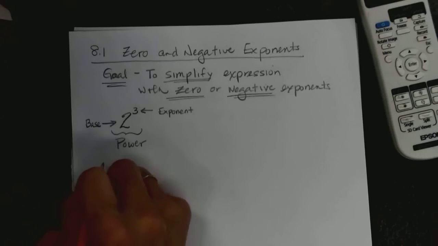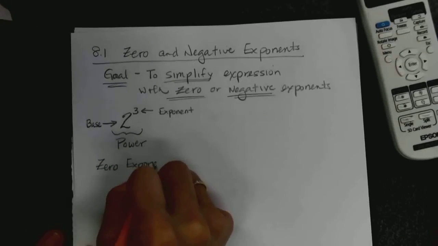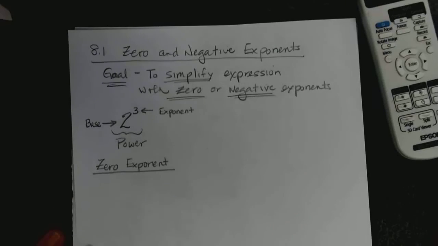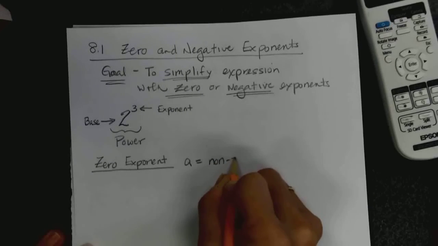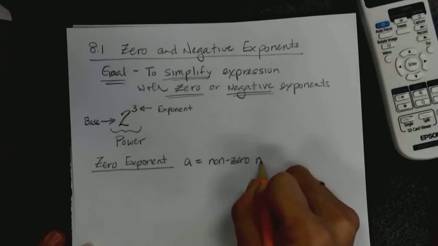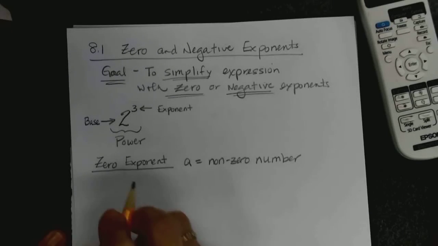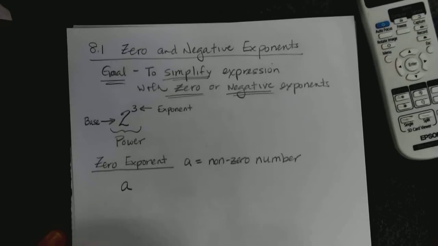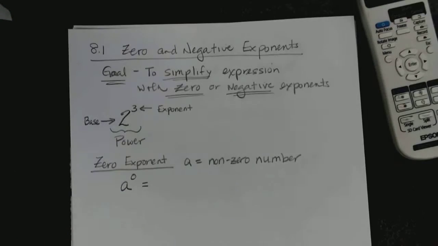All right, so here's rule number 1, zero exponents. The rule is this, where A is a non-zero number, that means any number but 0, because I can't take 0 to the 0 power. You can never do that. The only thing you can do is take any number other than 0 to the 0 power. Anybody know what that could be? Any number to the 0 power?